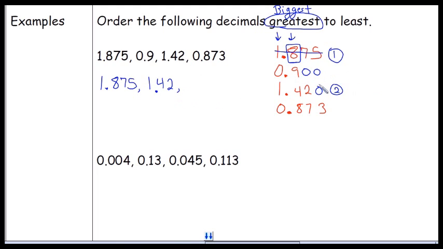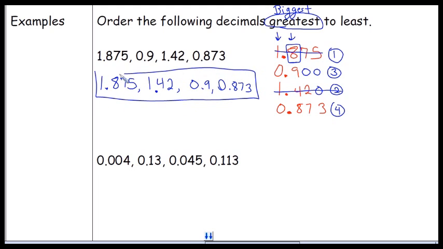And then now I have between the 0.900 and the 0.873. Well, since these two zeros are the same, I have to look at the second number, and in this case the 9 is bigger than the 8. So all I have to do is, I know that 9 is going to be first, so this one's going to be the third place, so it's going to be 0.9, and finally the last one is going to be the fourth place, so it's going to be 873 thousandths, and that's it. I have just put them in order from greatest to least.